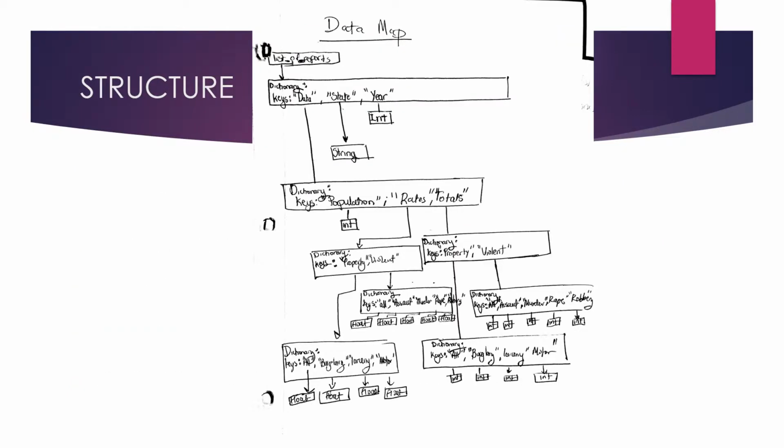The structure of this data set is a list of reports that breaks down into a dictionary that breaks down more into other dictionaries. So they're either breaking down into other dictionaries or into certain types, until you get all the way down to what you're looking for, which is burglaries and robberies.